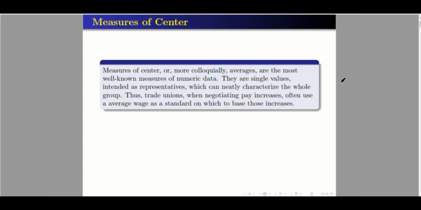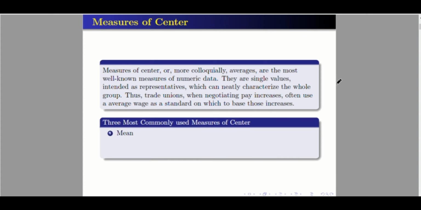So although it is just a single value, of course we can make an interpretation for the whole group of data that you have gathered. Thus, trade unions, when negotiating pay increases, often use an average wage as a standard on which to base those increases. So we have three most commonly used measures of center: the mean, median, and the mode.